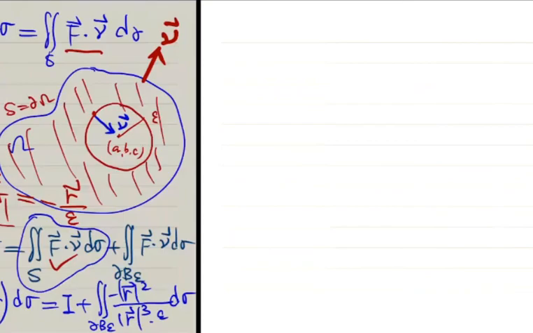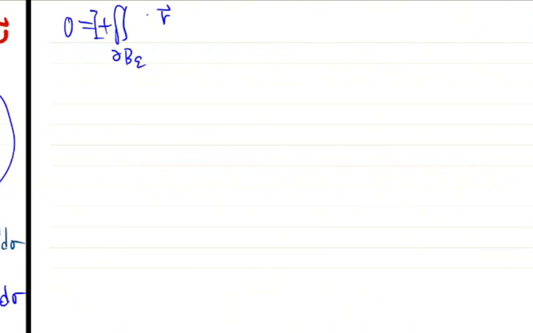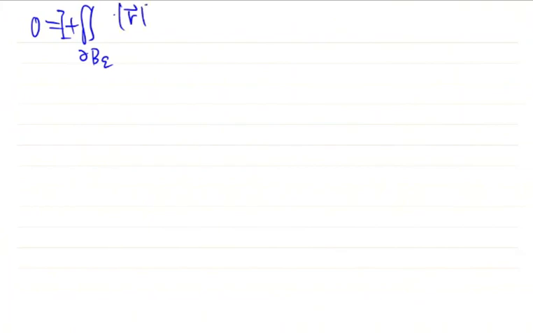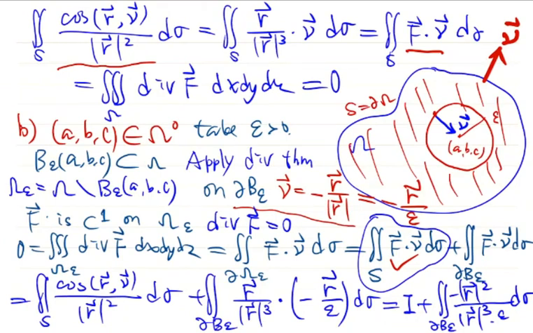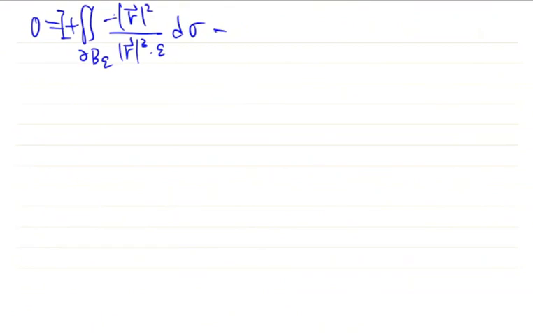Go to the next page. 0 equals I plus the integral of minus R square over R cube and epsilon. Okay, we have this result. Copy to the next page. Now, this is just I plus, with the negative sign, minus.